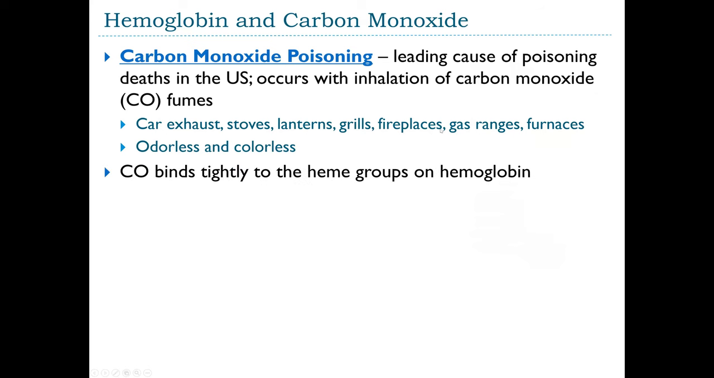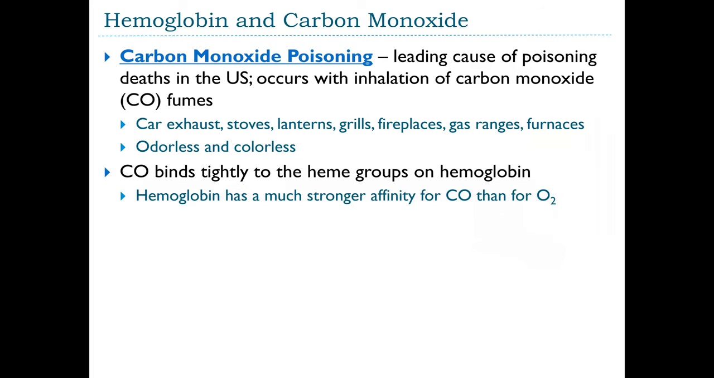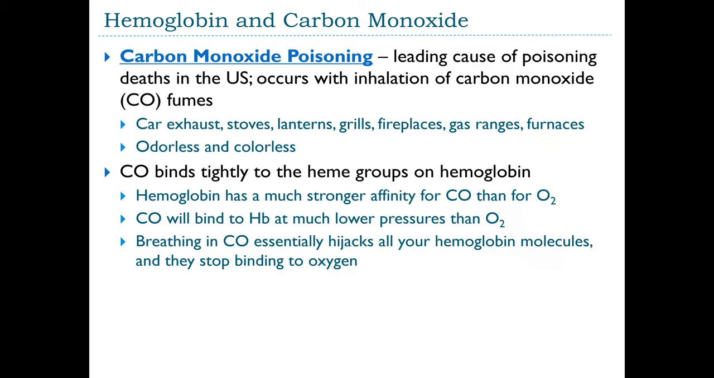So why is carbon monoxide so bad? Well, carbon monoxide binds tightly to the heme groups on hemoglobin, and hemoglobin has a much stronger affinity for carbon monoxide than it does for oxygen. Carbon monoxide will bind to hemoglobin at much lower pressures than oxygen. So essentially, when you breathe in carbon monoxide, it hijacks all of your hemoglobin molecules. Because the carbon monoxide is bound tightly to the heme in those hemoglobin molecules, they can no longer bind to oxygen. And if carbon monoxide is just 0.1% of the inhaled air, it is enough to kill you.